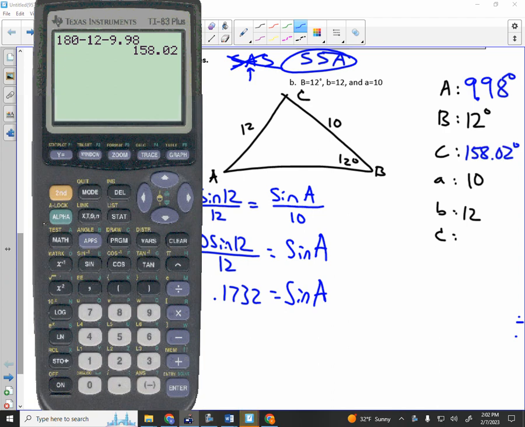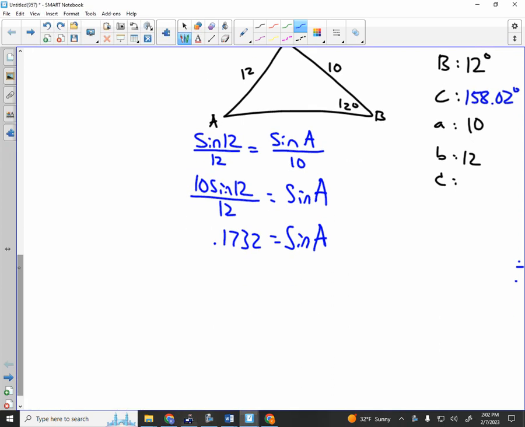Pythagorean theorem? No, it's not a right angle or right triangle, so I can't do that. So you have to set up, we'll go sine of 12 over 12 again, kind of like that, equals, and then what's the second piece? Way to go, Izzy.